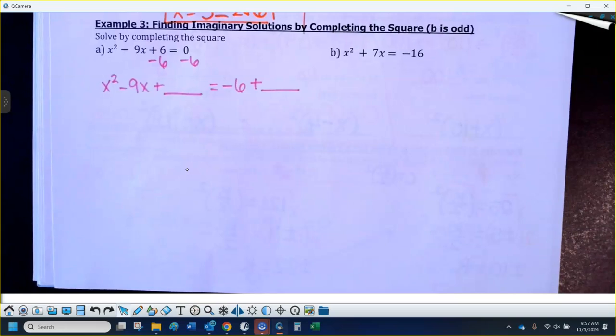So I'm not going to lie to you, if you have an odd b value, you're going to work with fractions. So you might want to, if you don't have your calculator out, you might grab it because I'm going to use it on these 2 questions at the bottom here.